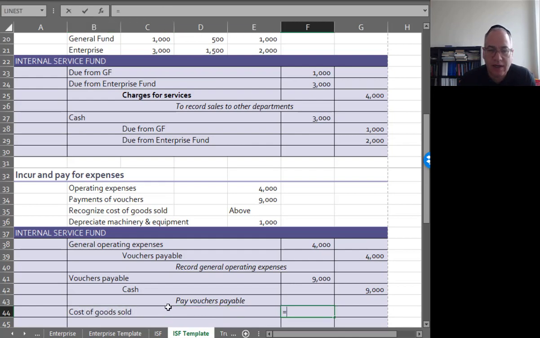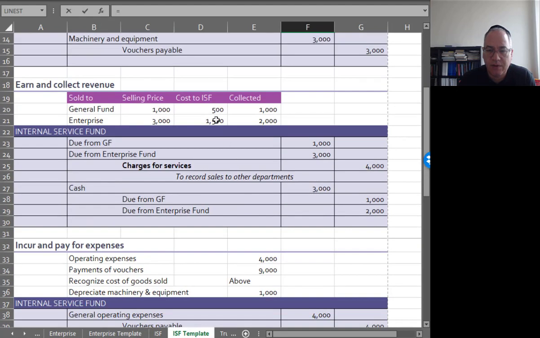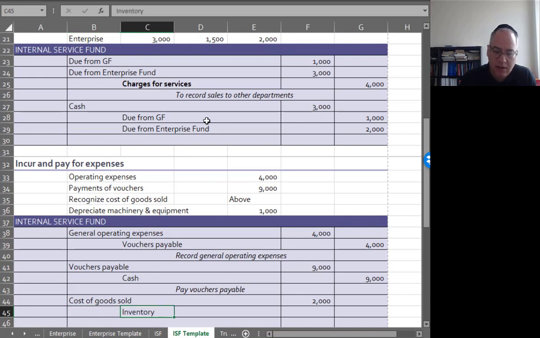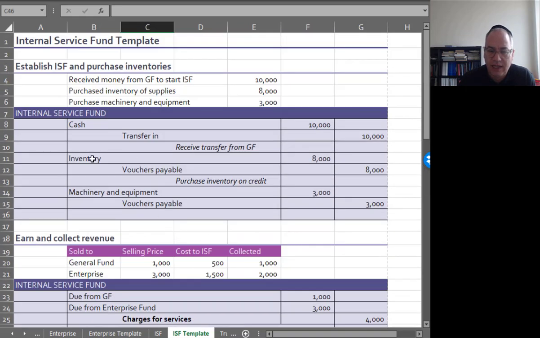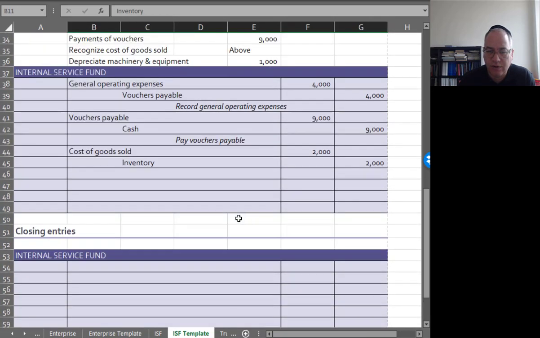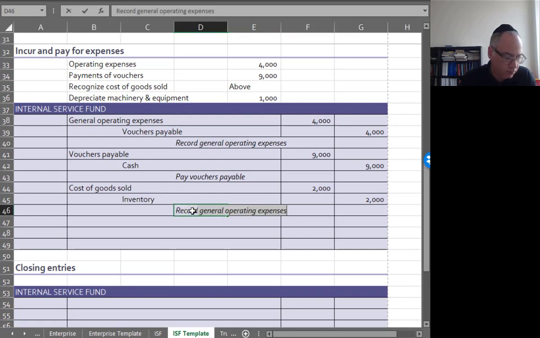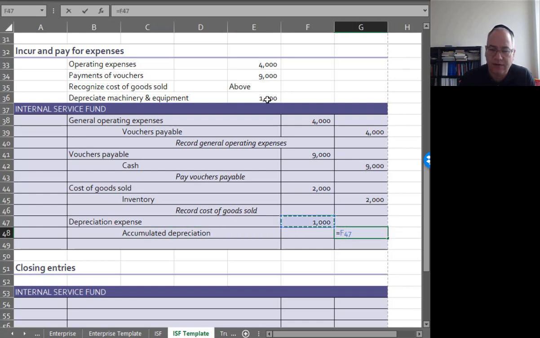Then we have this cost of goods sold, which would have been some kind of, I guess, this inventory that was up here. It was 500 plus 1,500. And if you remember, we had originally purchased inventory back here of 8,000. So now we use $2,000 worth of those supplies. And then I got depreciation of 1,000. Credit accumulated depreciation of 1,000. So those would be my expenses.